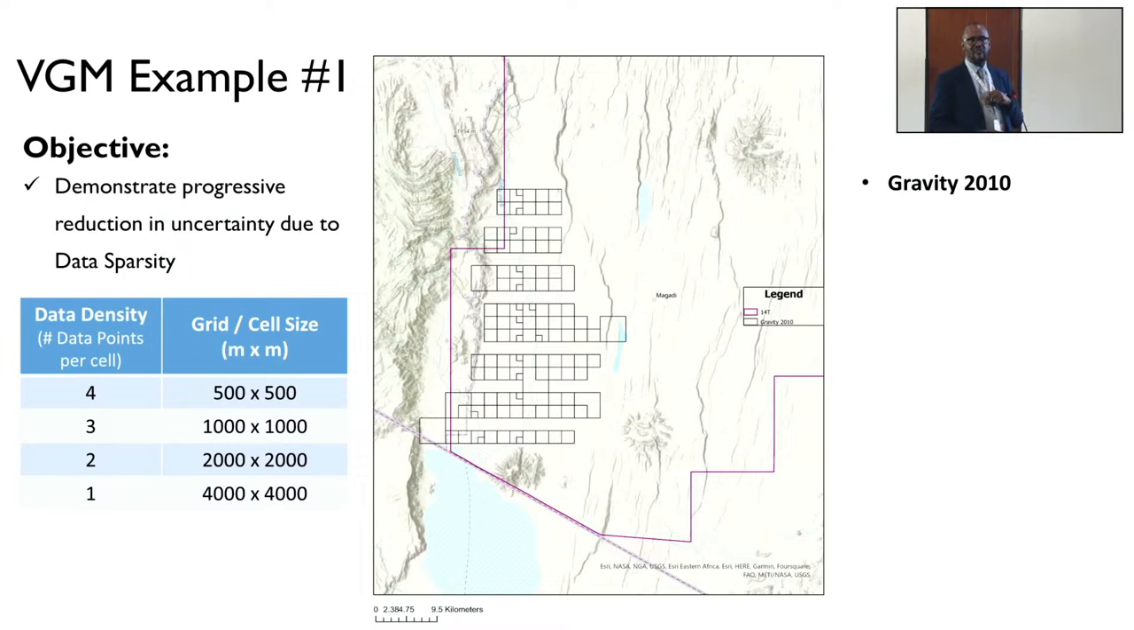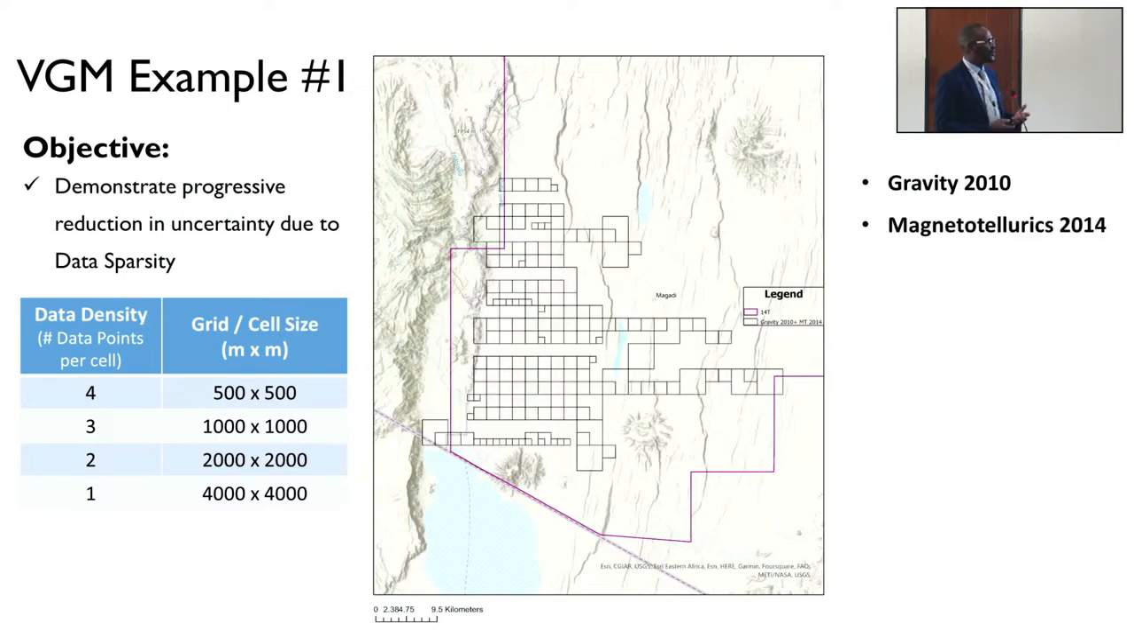But we do not have any half by half, which tells us there is no area, there's no grid where you can find four measurements in a half by half kilometer area. We continue, we took some magnetotellurics in 2014, and you see we have some more of the 2x2, and maybe a few more of the 1x1, but still no half by half.